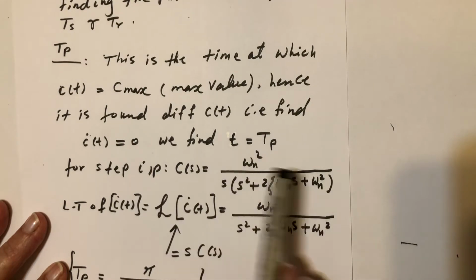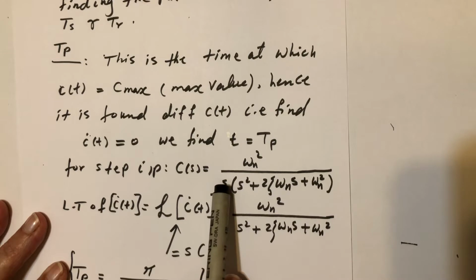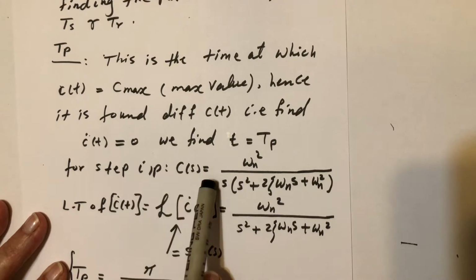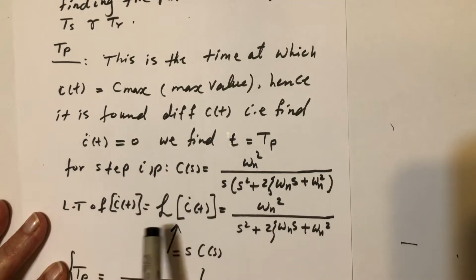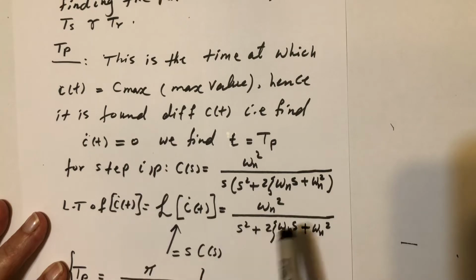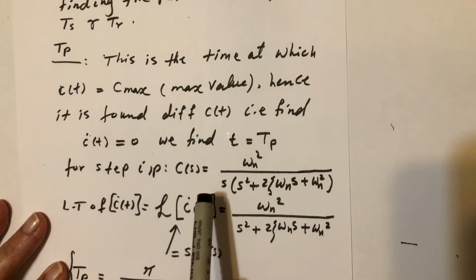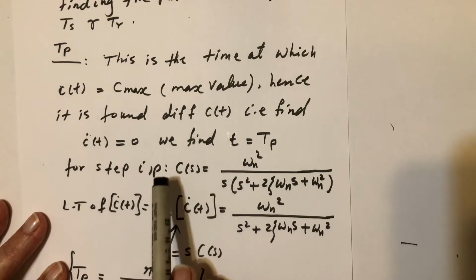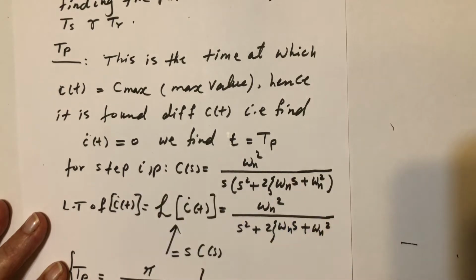So if I differentiate in Laplace, this will disappear. It will be SC of S. SC of S would be the Laplace transform of C dot, which is this one. If I multiply this by S to get SC of S, which is the differential in time domain, I will get omega n squared over S squared plus 2 zeta omega n S plus omega n squared. This one in Laplace is SC of S. I put it here so that you can see it. Okay?